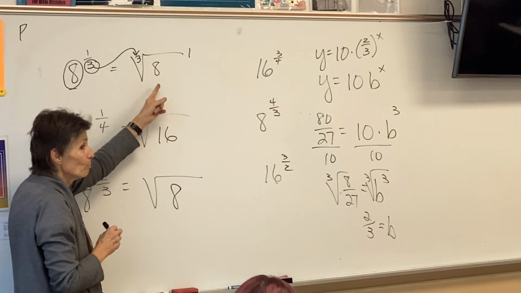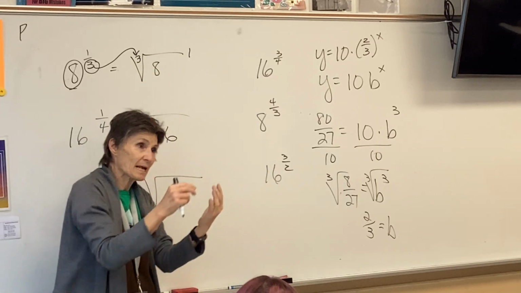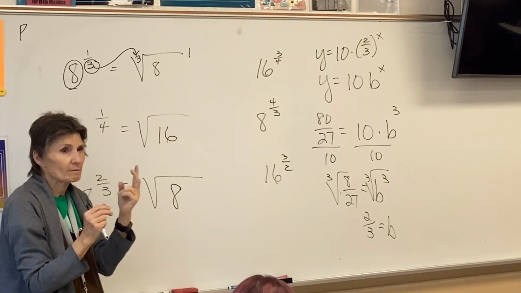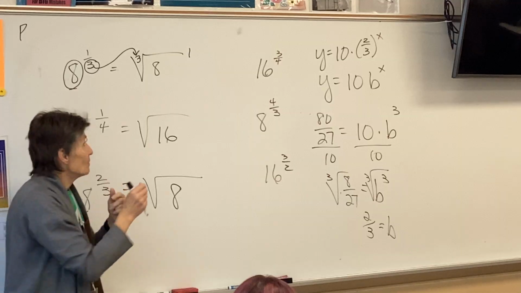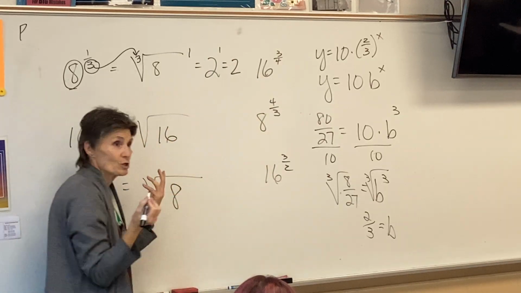What is the cube root of 8? That means something times itself 3 times gives me 8. What is the cube root of 8? 2. We all need to know that. The cube root of 8 is 2. Then I'm gonna take it to the first power, so the answer is just 2.